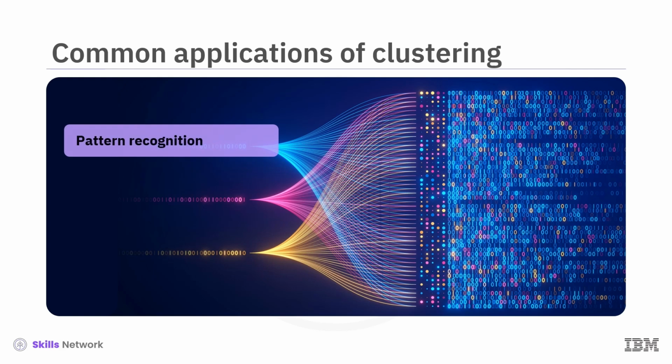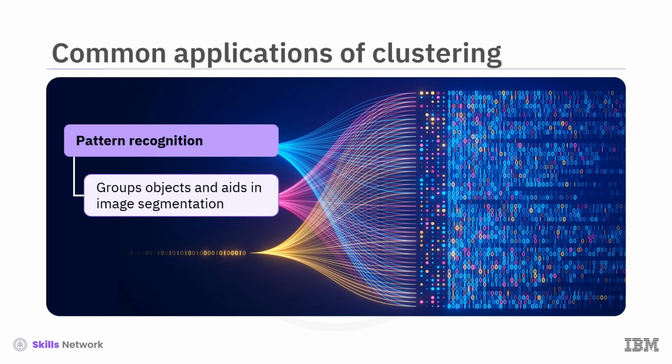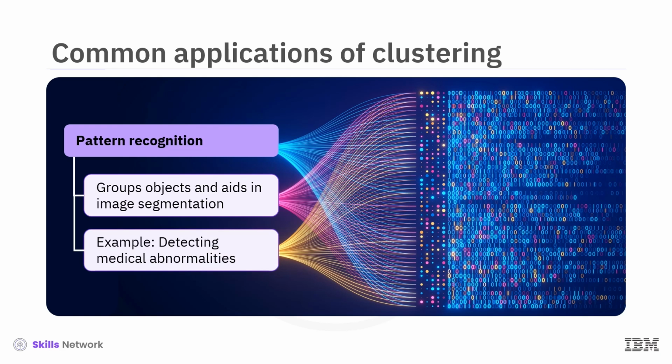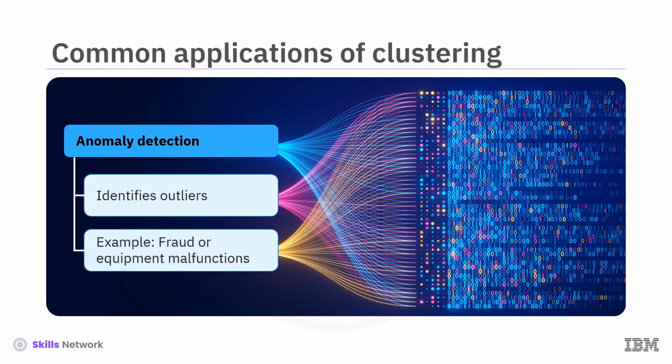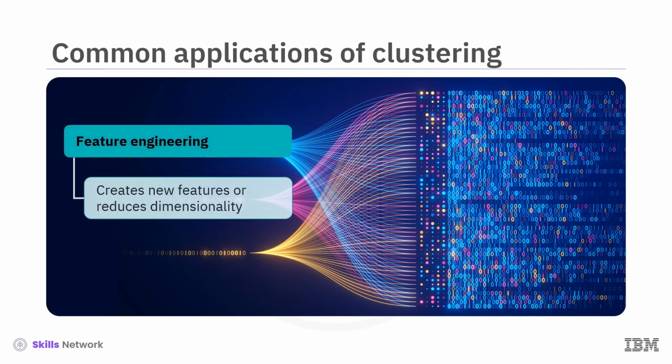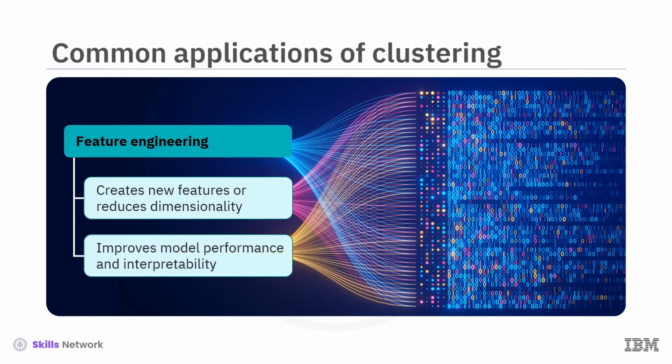Clustering boosts pattern recognition by grouping similar objects and aiding in image segmentation, such as detecting medical abnormalities. Clustering helps anomaly detection by identifying outliers and detecting fraud or equipment malfunctions. In feature engineering, clustering creates new features or reduces dimensionality, improving model performance and interpretability.